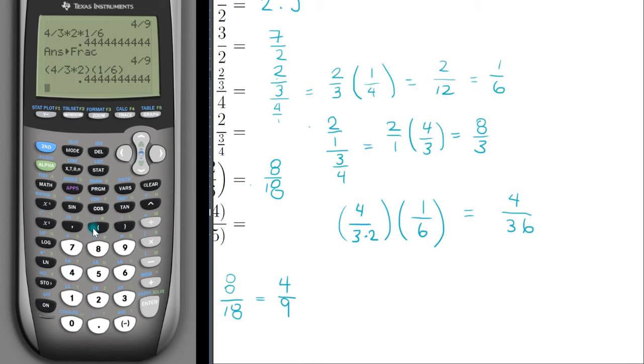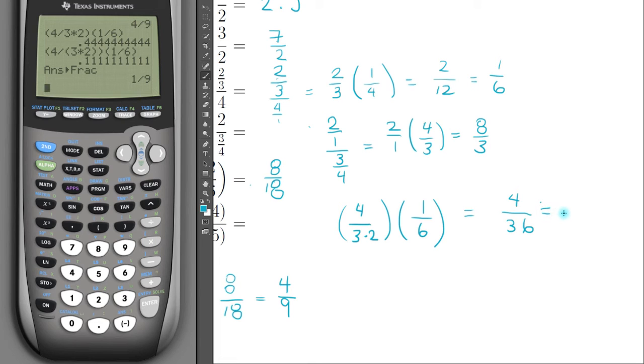So let's do that. Again, I'm going to write the same thing, 4 divided by, I'm going to open a new parenthesis, so 3 times 2, close, and then close again, because I have two parentheses, and then times 1 divided by 6. And there you have it. 0.1111, which if I change it into a fraction becomes 1/9, which is the same thing as 4/36 simplified, right? Because if I divide 4 by 4, you get 1. 36 by 4 is 9.